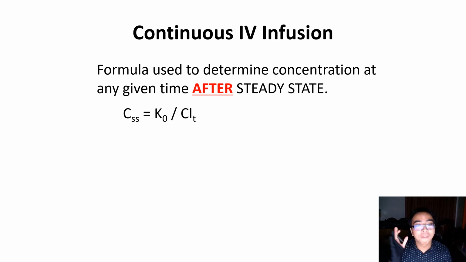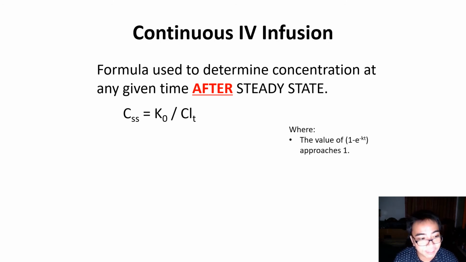Now, what about the formula used to determine concentration at any given time after steady state is reached? So notice, class, nawala yung accumulation factor natin here. Kasi ang assumption natin dito is at steady state na siya, meaning consistent na yung peak concentration niya or plasma concentration. So therefore, class, the formula will simply be CSS equals K sub 0 or the rate of infusion divided by your clearance. As simple as that. Where the value of 1 minus E negative KT approaches 1. Okay? 1 na yung nagiging value niya. So similar kanina sa 1 minus E negative N K-tau natin after multiple doses are given.